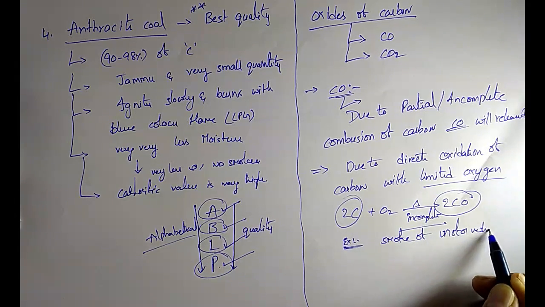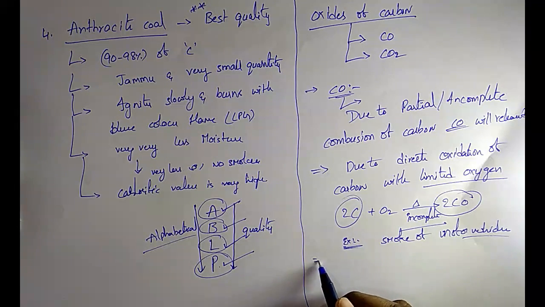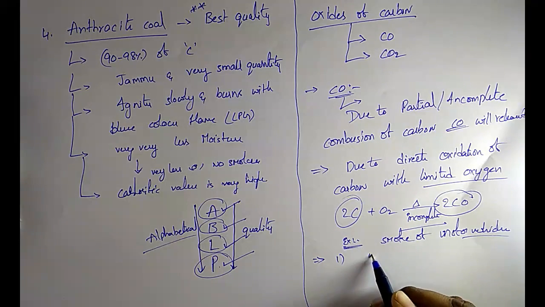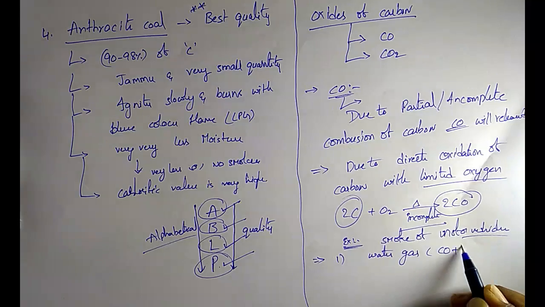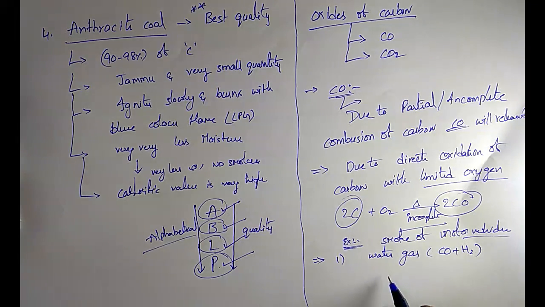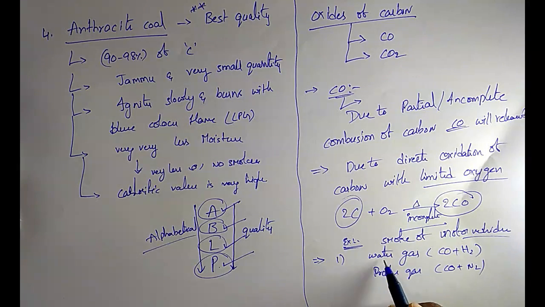Here are the very important properties of carbon monoxide. It is present in water gas, that is CO plus H2. In the case of producer gas also, that is CO plus N2. Water gas means H2, producer gas means N2, that is nitrogen. And it burns with a blue flame.